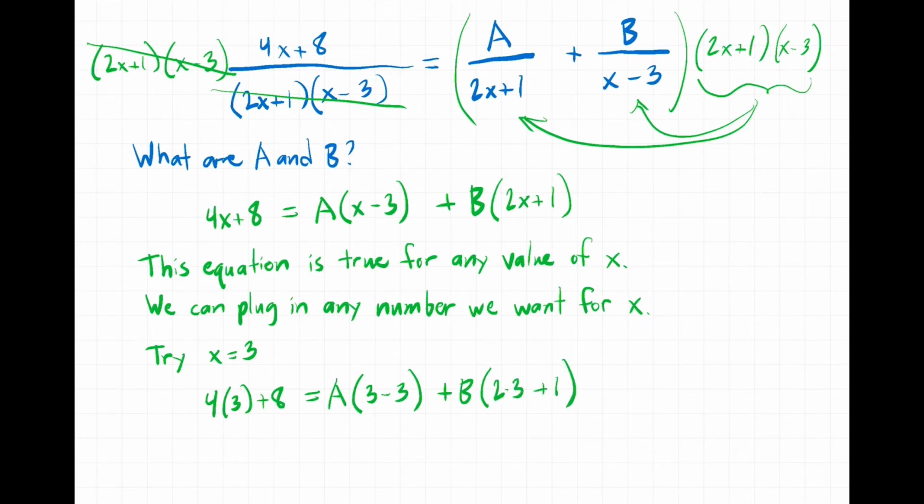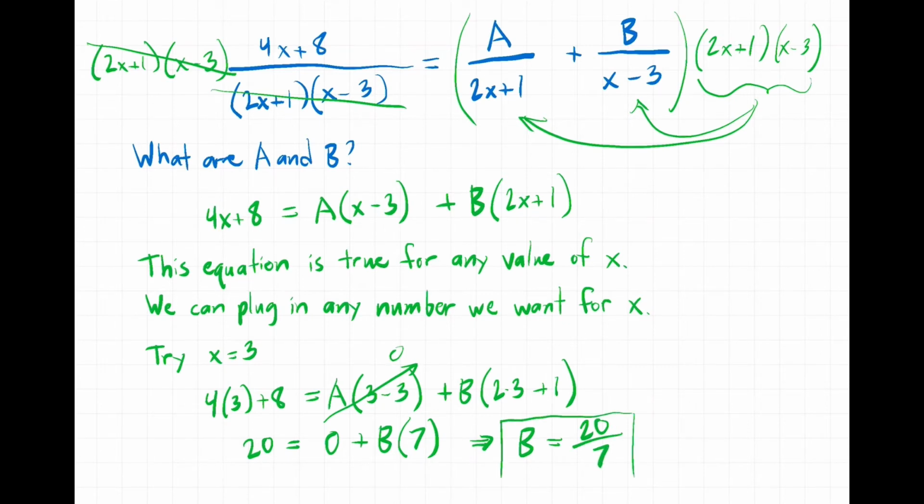So 4 times 3 plus 8, that is 20. And this equals, well, 3 minus 3 is 0, so this whole thing is going to go to 0. 0 plus b times 2 times 3 plus 1, that is 7. So 20 equals b times 7. We can solve for b here. That tells us b equals 20 over 7, that number right there. So now we've solved for b.